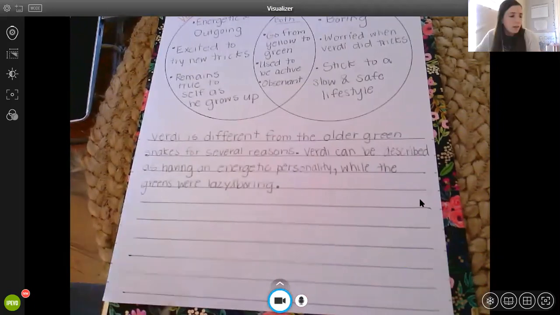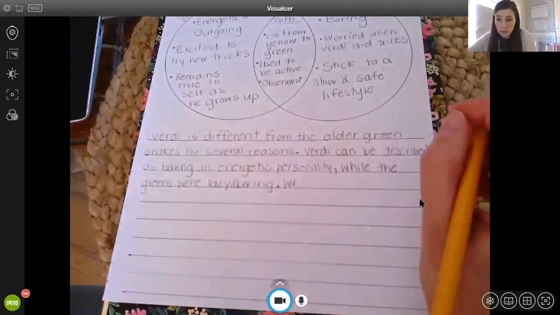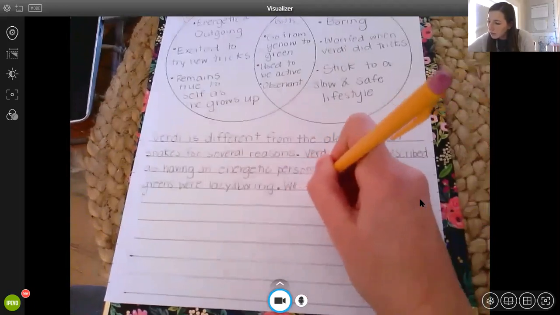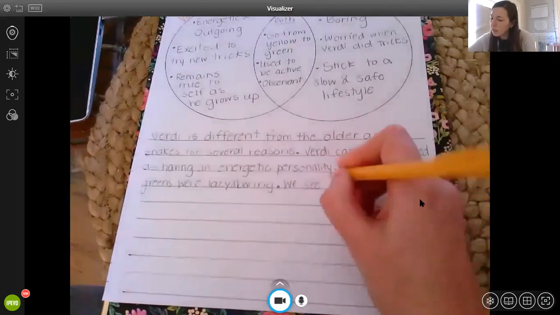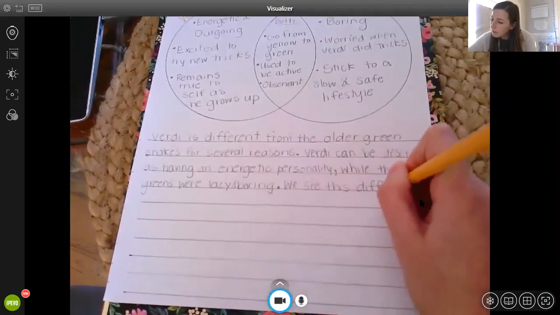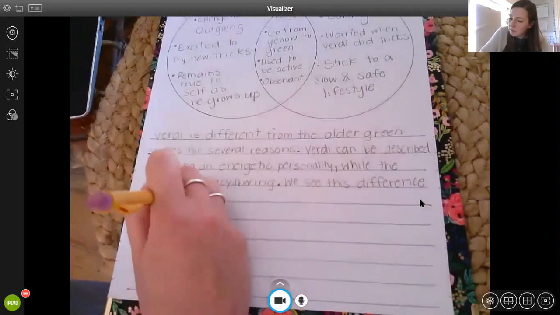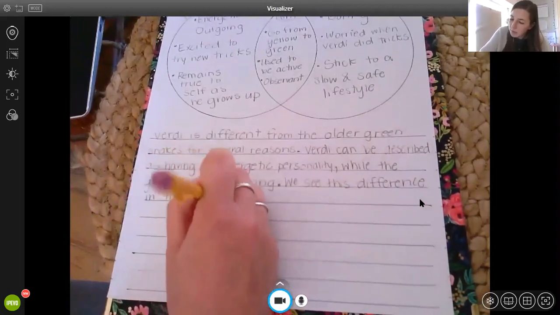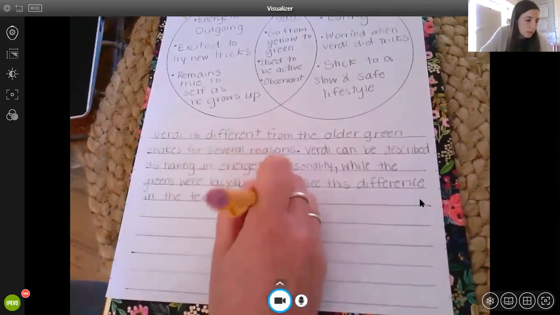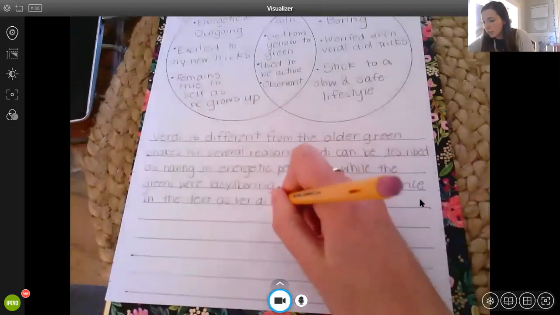Okay. Let's see. We see this difference. Remember, we want to include text evidence. So I'm going to be a little more specific. We see this difference in the text as Verdi fearlessly tries new tricks.